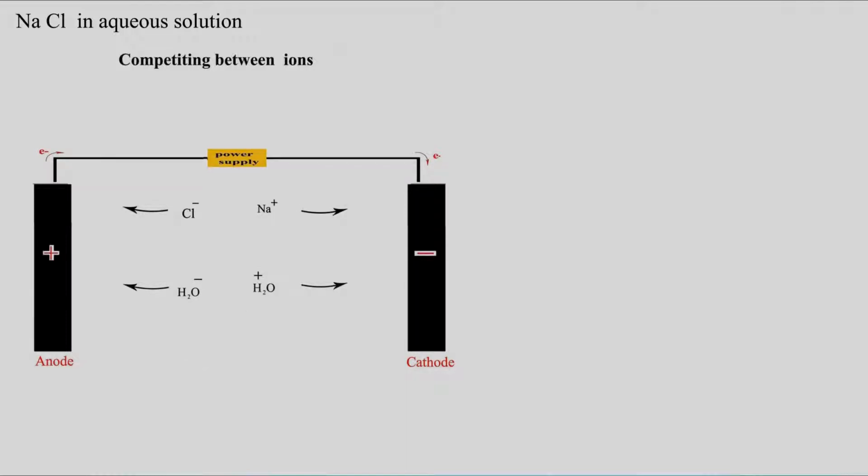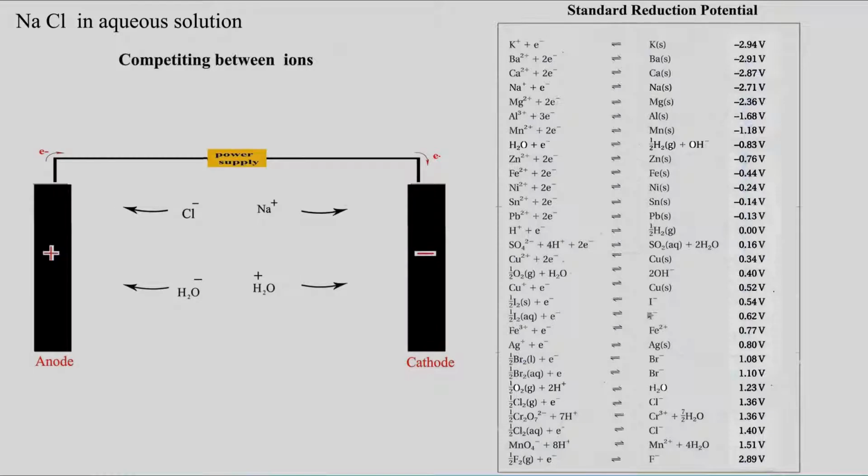So now there are two competitions. Cl and the negative part of the water both want to go to the anode. Na positive and the positive part of the water both want to go to the cathode. Now we look at the standard reduction potential. Remember, anode flows up to cathode. Anode, what did you get on anode?